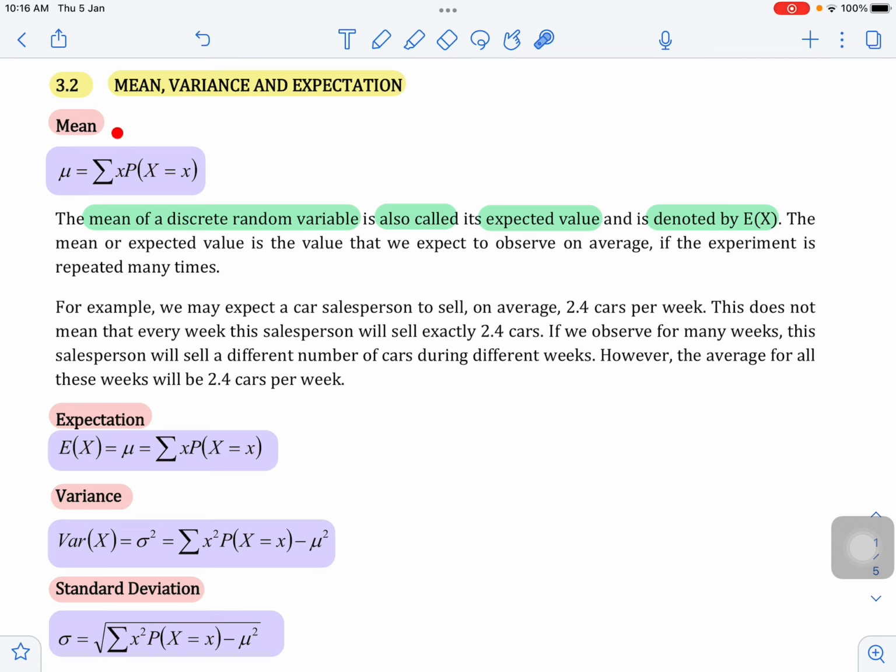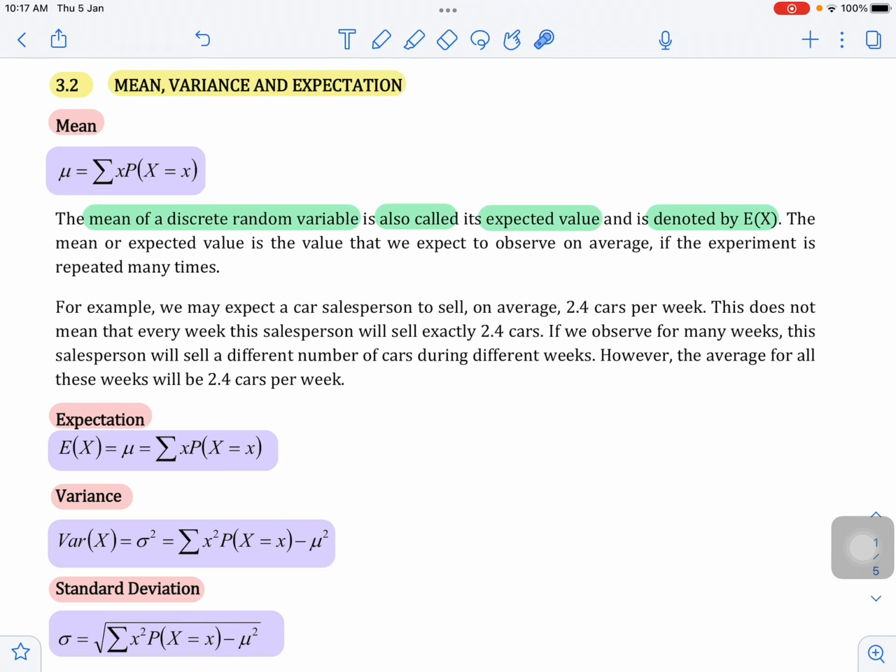So this is the notation, which is mu equal to summation of x times p(x). X is the raw data that you have, and p(x) is the probability for the x value given. So usually for the mean here, you find the value based on the table that you have constructed from 3.1, which is the probability distribution table.